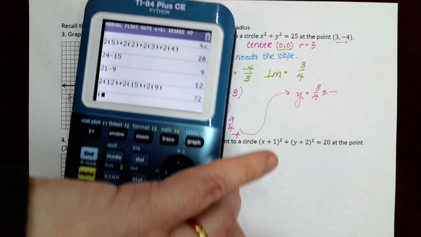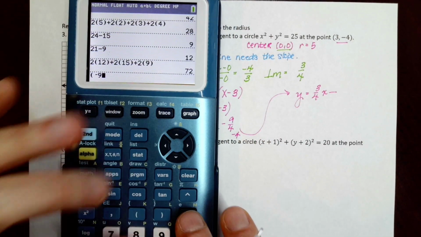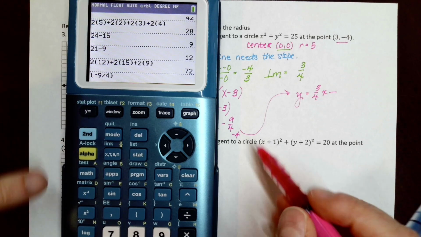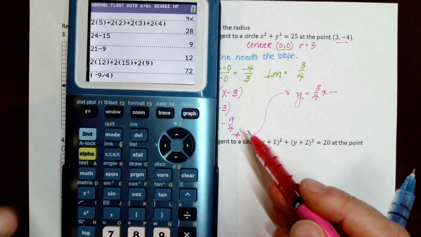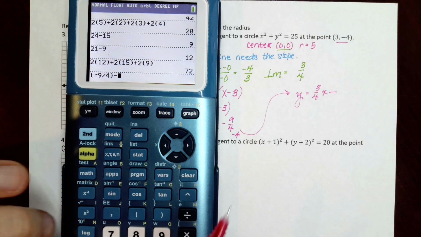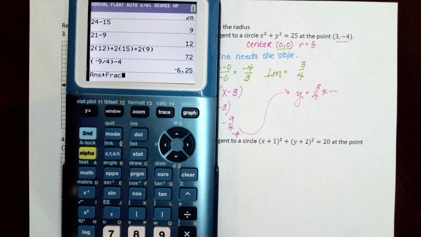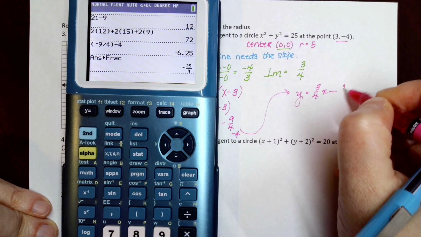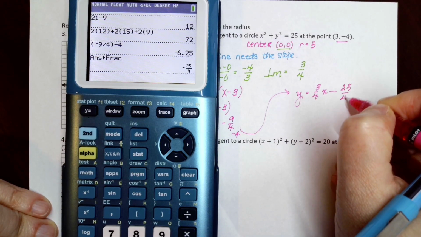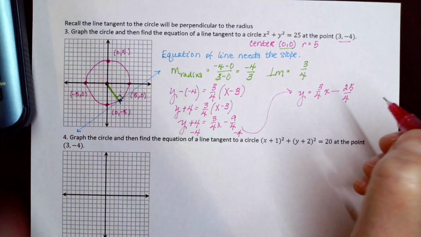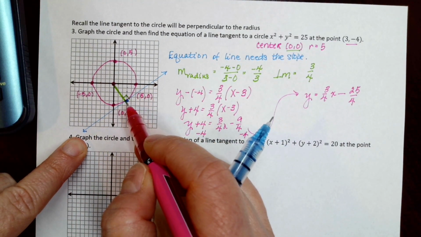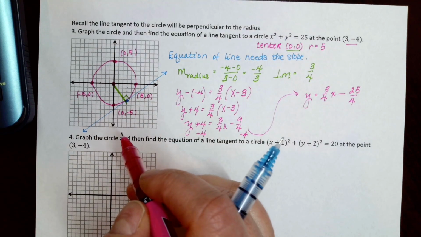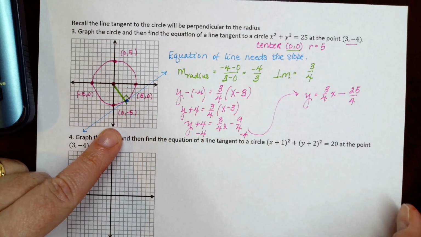On your calculators, if we take negative 9 divided by 4, I typed it correctly but said it backwards. Negative 9/4, then we subtract 4, change it to a fraction, and there's your negative 25/4. So this would be the line that is tangent. My blue line is tangent to the circle, which means my slope is perpendicular at that particular point.